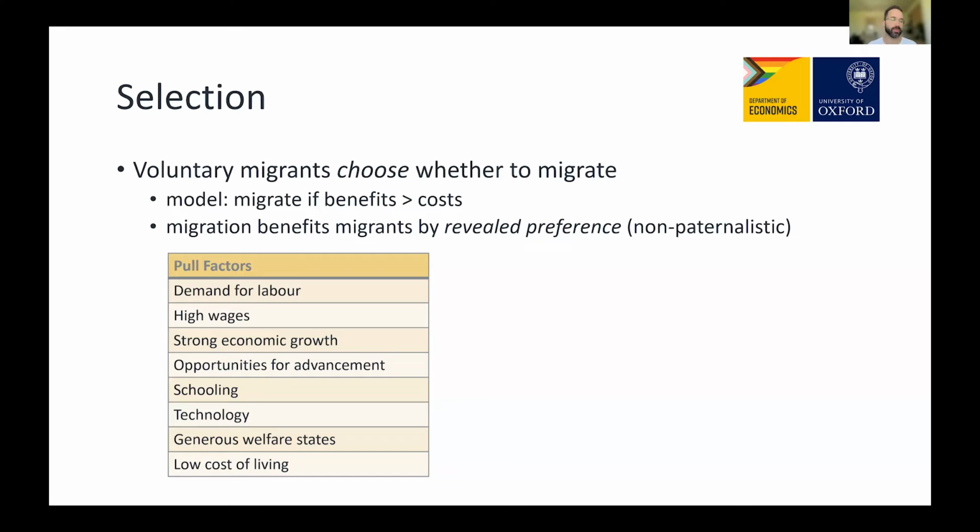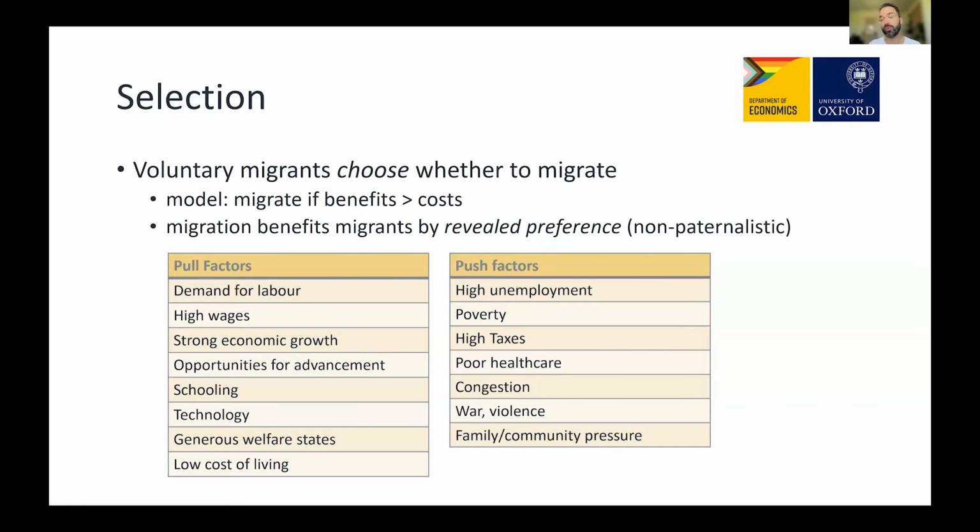Now, of course, they may migrate for different reasons. There's what we call pull factors, such as demand for labor, higher wages, economic growth at the destination, schooling and technology, all kinds of different potential things that could pull migrants to a destination, but also push factors, things that typically might not be as good in the origin.